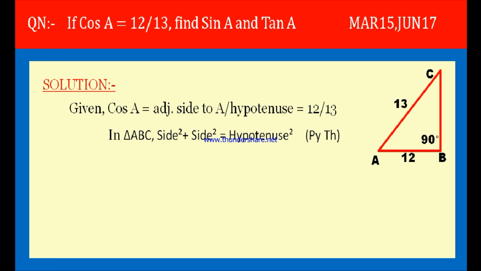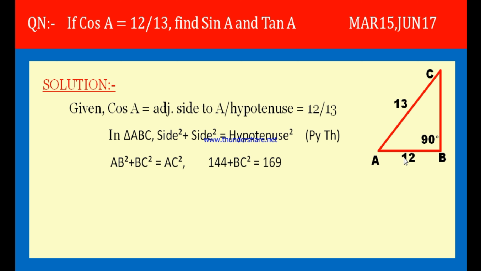Therefore, from this triangle, as you know that angle B is equal to 90 degrees, it is a right triangle, then you can apply the Pythagoras theorem. What does the Pythagoras theorem state? Yes, side square plus side square is equal to hypotenuse square. The Pythagoras theorem states that the sum of the squares of the sides of a right triangle is equal to the square on the hypotenuse. That is, in this triangle ABC, AB square plus BC square is equal to AC square.